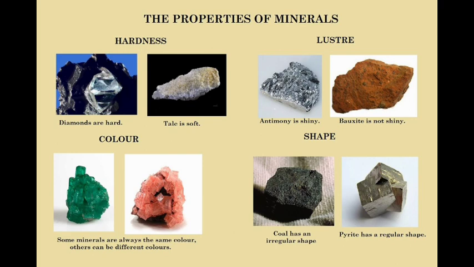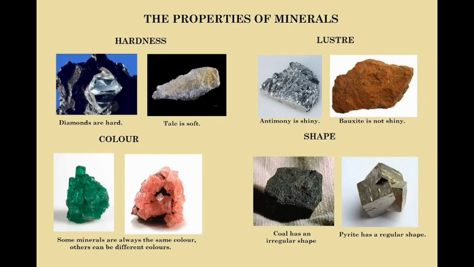Now lastly, shape. Shape is also an important property to identify a particular type of mineral. The shape can be regular, irregular, any kind of shape a mineral can have. So based on this shape, these minerals are identified. Now coal has an irregular shape, whereas pyrite has a regular shape. So there are other minerals with different kinds of shapes.